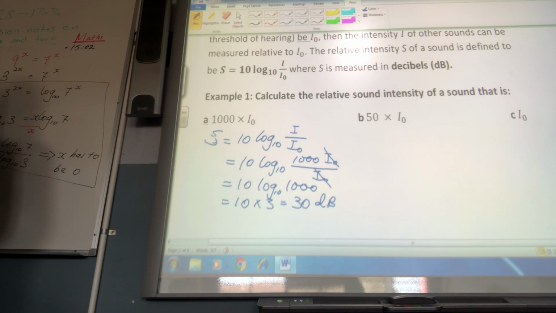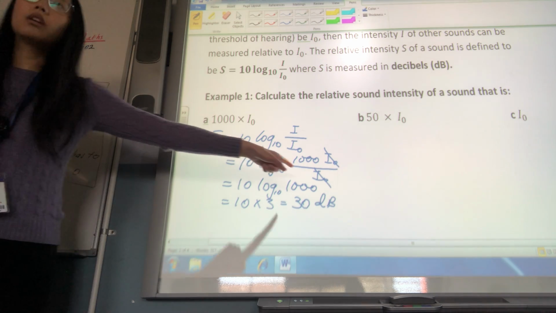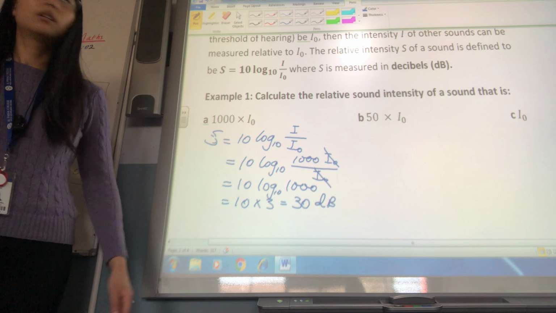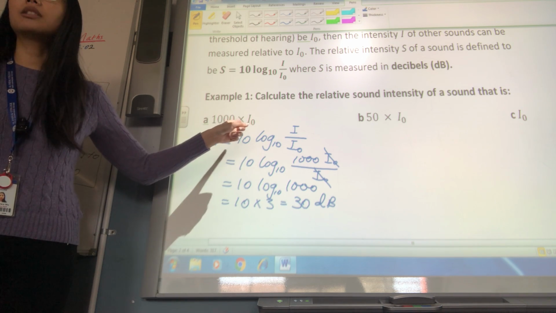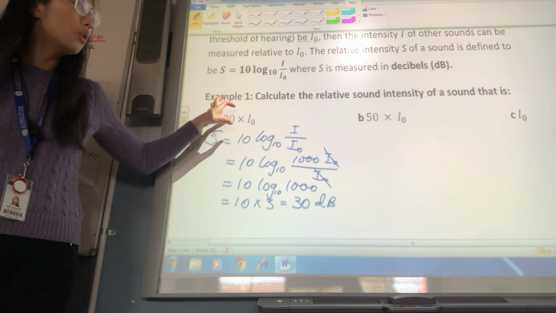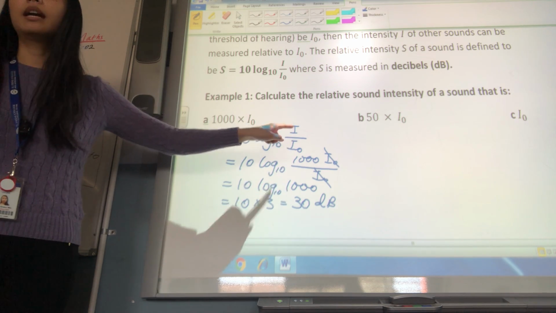Why did it become 1,000 I0? Isn't there an I0 on the bottom as well? I is equal to this, 1,000 times I0. So you substitute this whole term for I, okay?